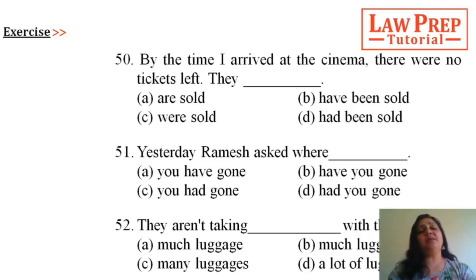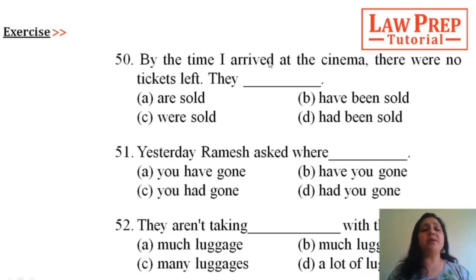Now, we have just now talked of this question: by the time I arrived at the cinema, there were no tickets left. That means tickets had been sold. The action is linked with "by the time", so by the time I arrived at the cinema, there were no tickets left. They are sold, they were sold, they have been sold, they had been sold. When we talk of such a question, you are reaching the cinema, simple past tense. It's already given simple past tense.